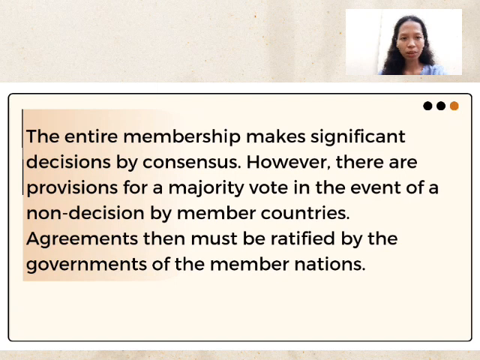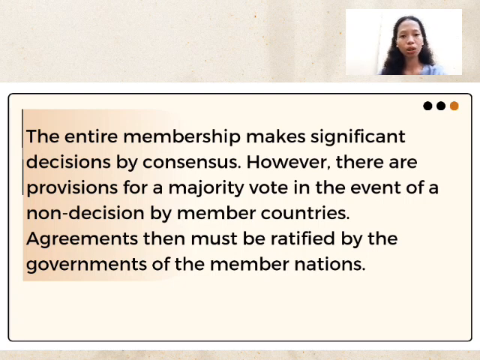The entire membership makes significant decisions by consensus. However, there are provisions for a majority vote in the event of a non-decision by member countries. Agreements then must be ratified by the governments of the member nations. So the WTO consists of 159 member countries, collectively accounting for over 97% of the world's trade. Notably, it includes the BRIC countries, BRIC, which is Brazil, Russia, India, and China.